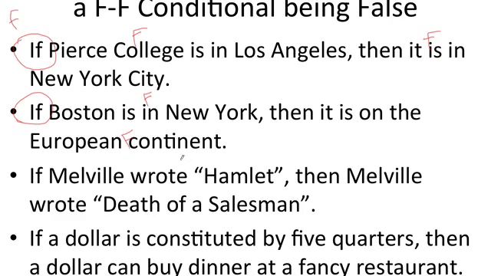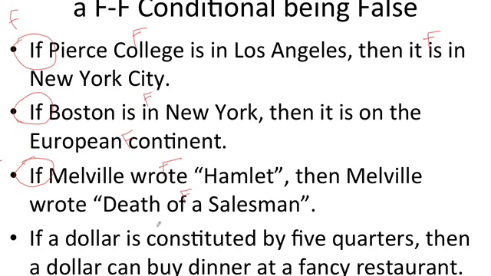It's false that Melville wrote Hamlet. It's false that Melville wrote Death of a Salesman. Shakespeare wrote Hamlet. Arthur Miller wrote Death of a Salesman. And it's false that if Melville wrote Hamlet, then he wrote Death of a Salesman.